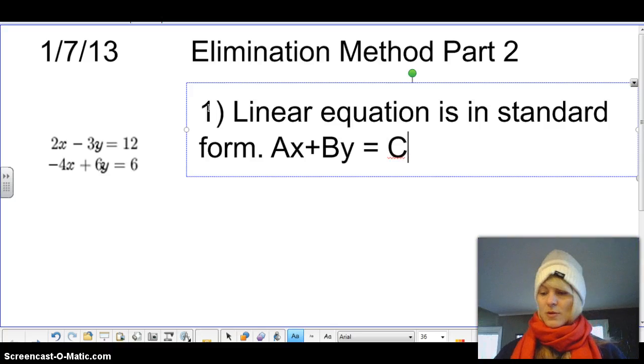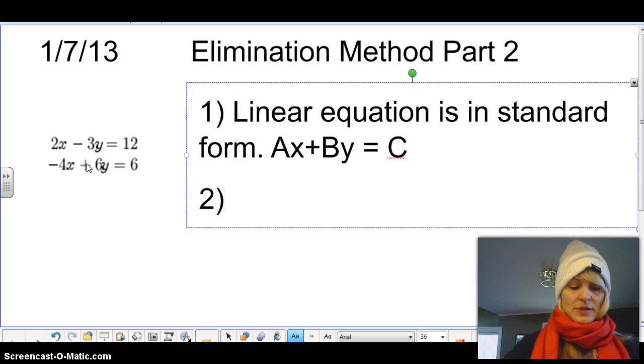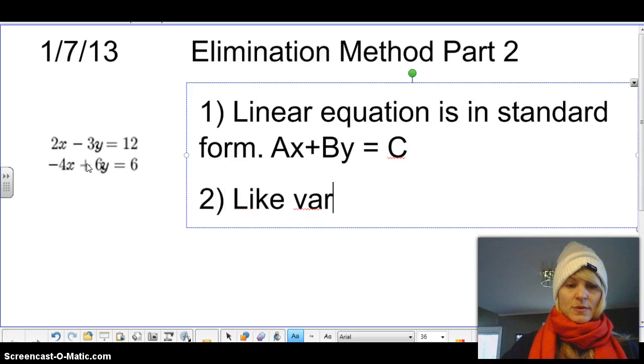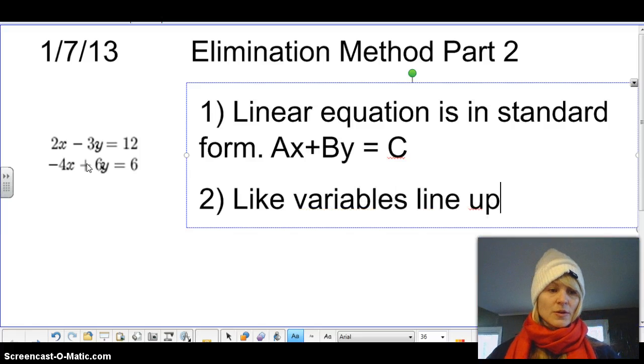Okay, so if you look over here, you have x and y on one side together, x and y on the other side together. You want to make sure your variables line up, so like variables. If I happen to have y here and x here, I'd need to move those around so that my x's are on top of each other and my y's are on top of each other. So they need to be lined up.